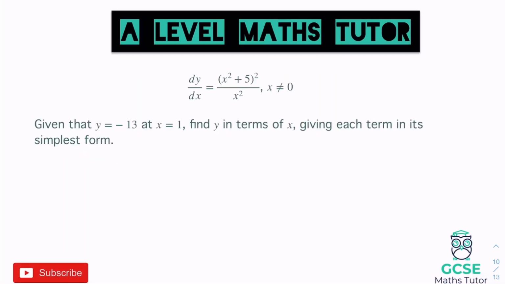Okay, so this question here looks very similar to one we looked at earlier in the video. We've got dy over dx equals x squared plus 5 in brackets squared all over x squared, where x cannot equal 0. Obviously we can't divide by 0, so we can't have x is 0 on the bottom. And it says given that y equals 13 and x equals 1, find y in terms of x, giving each term in its simplest form.